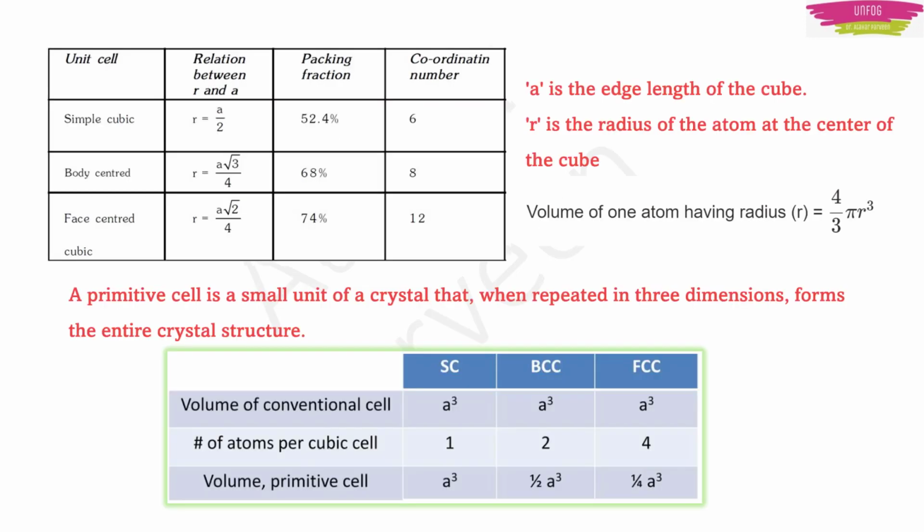See here, for FCC it is 74%, for BCC it is 68%, for simple cubic you just remember 52%. Either you remember it in increasing order or in decreasing order, it's up to you. Simple cubic means the smallest number, 52%. Body centered cubic, BCC, 68%, FCC 74%. You can take it as a trick also: simple cubic, BCC, FCC. So simple cubic 52%, BCC 68%, FCC 74%. We are talking about packing fraction or packing efficiency.